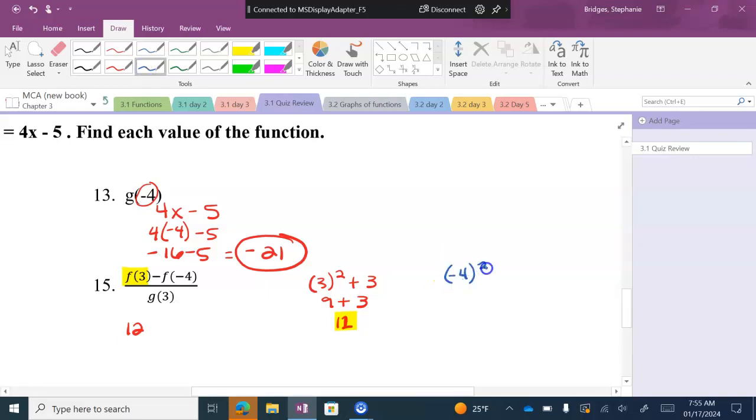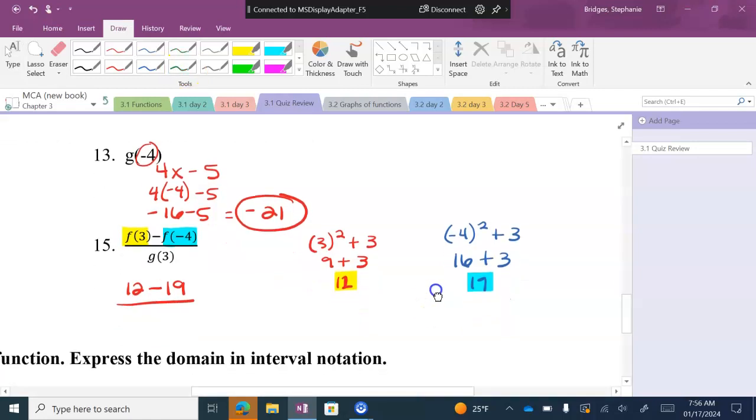So it is going to be -4 squared plus 3. -4 squared is 16. 16 plus 3 is 19. And that is going to go in the place of f of -4. What's in between those two, though, at the top? What sign is there? A negative. So it's going to be 12 minus that 19 that I got.